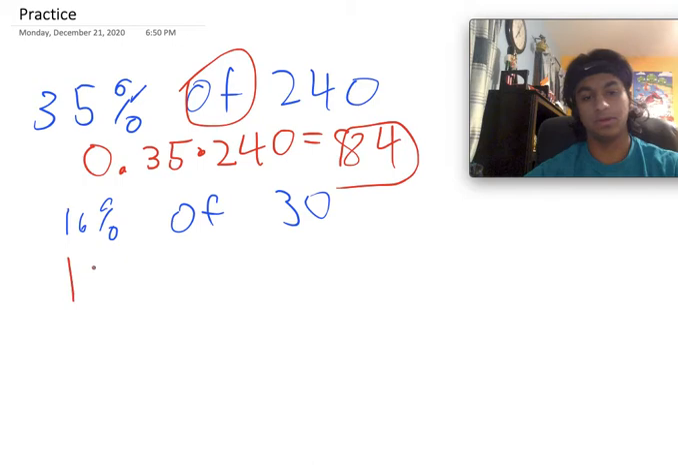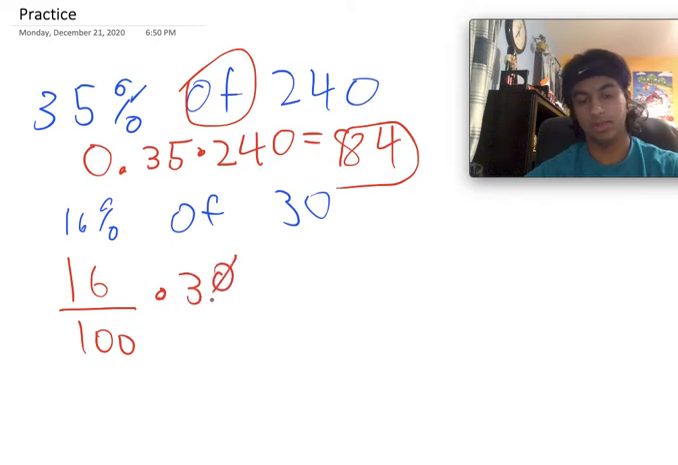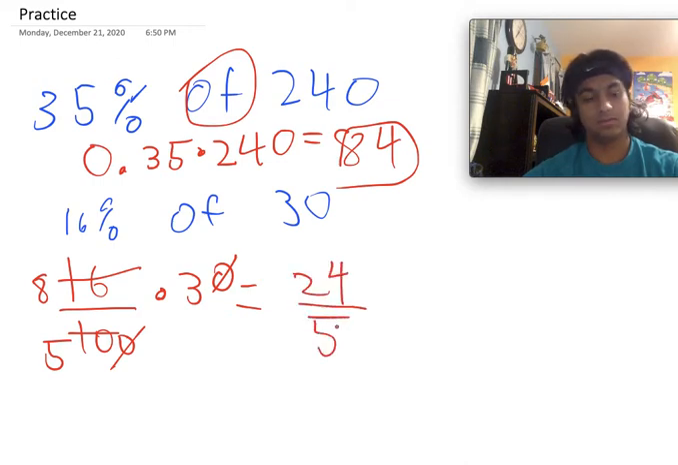Now, for the second one, 16% of 30. I'll use a different method. You could also do 16 over 100 times 30. Now with this one, you could take this 0, take away that 0, just to make your problem a little easier. Then you could further simplify this by saying this is 8 and this is 5. What's 8 times 3? That would be 24 over 5. And then 24 over 5 is 4.8. So there's your answer.